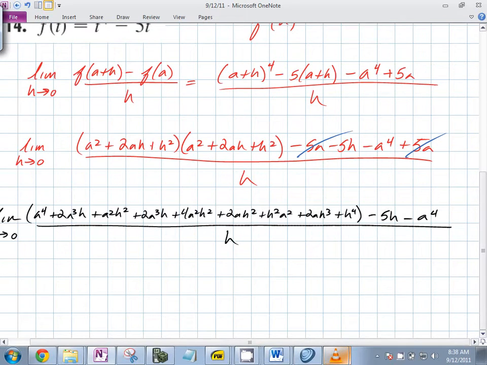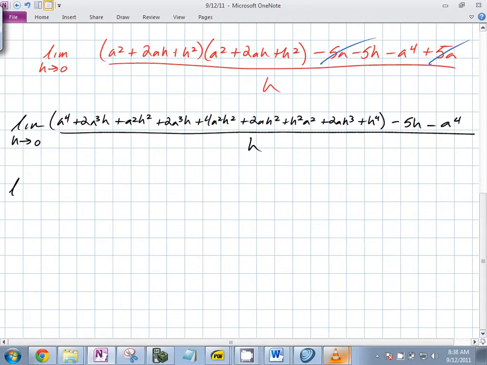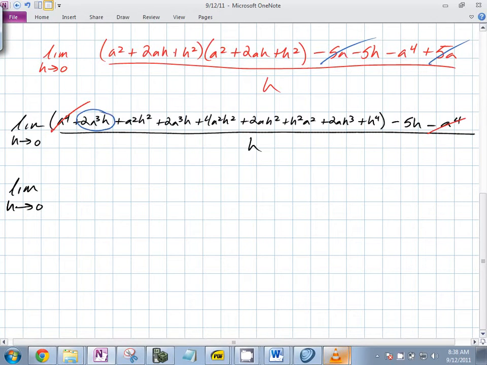Now what manipulation do we have to do? Combine like terms. First of all, the a to the fourth cancels. Let's look at 2a cubed h. Are there any other a cubed h's? How many do we have? 4 a cubed h's.